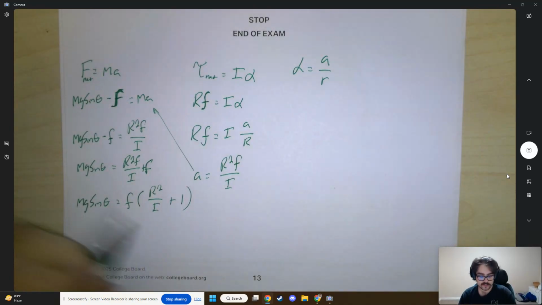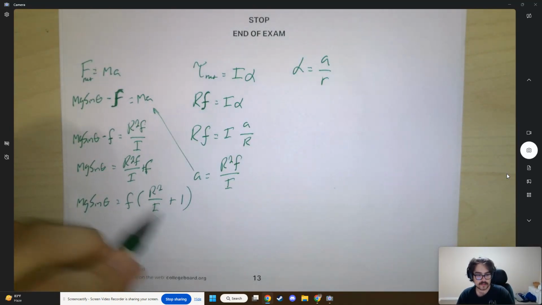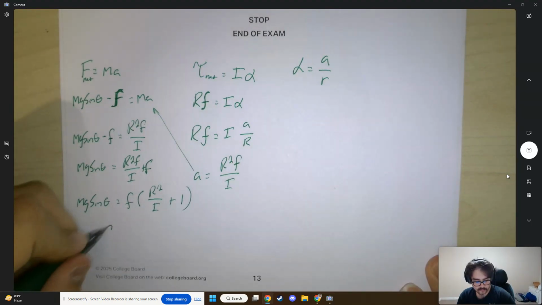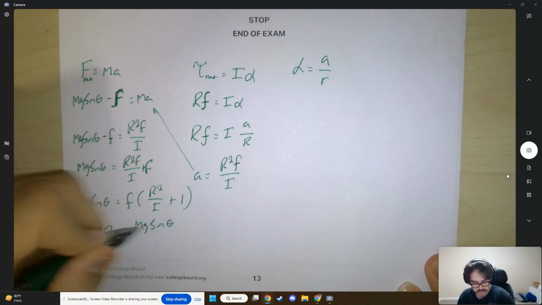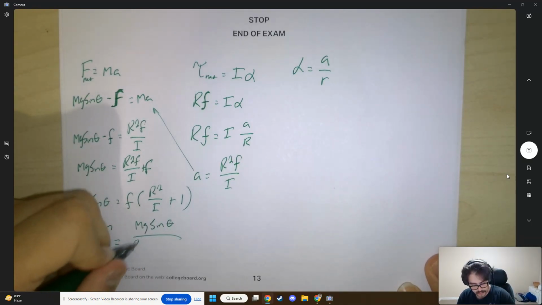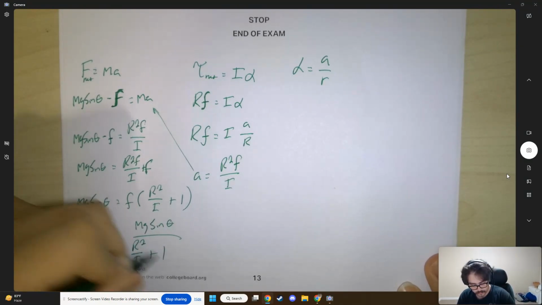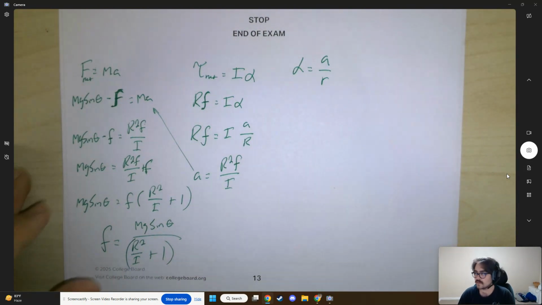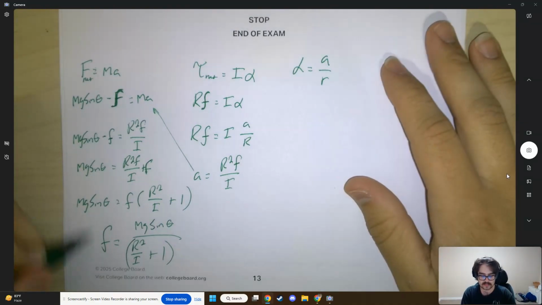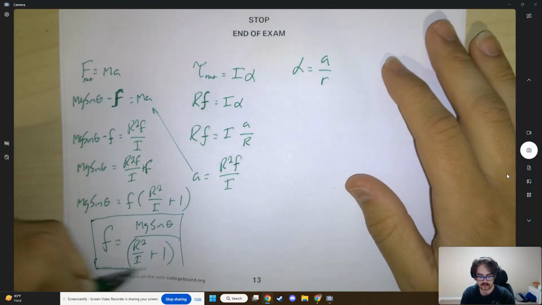Okay? And all I have to do now is divide both sides by the part in the parentheses, and I should get that the force of friction is equal to mg sine theta over capital R squared over I plus 1. Okay, and I don't need to simplify that any more than I already have. I think you could technically pull the I out of it, but it'd just be really dumb to do that. So I'm going to leave it like this. And this technically fits the parameters of the problem.